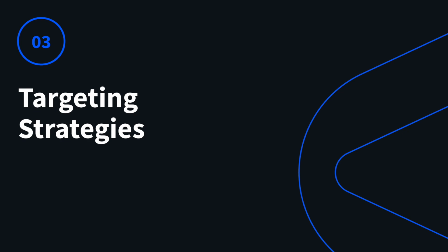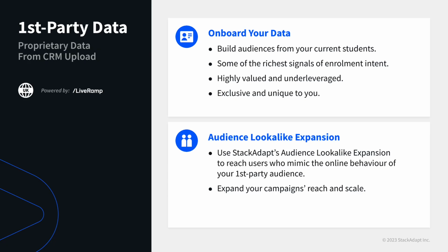Then moving on to targeting strategies. These are the targeting strategies that we would recommend for the education sector. So as mentioned previously, utilizing that first-party data, so onboarding your CRM data to build out audiences from your current students and also users with high intent. This is something that is unique to you, so you are able to utilize that data, which is paramount.